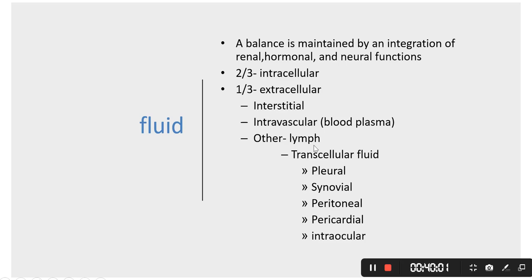Then there is lymph, like all the lymphatic systems. Then transcellular fluid, like pleural, around the lungs, synovial, around our joints, peritoneal, in and around our stomach and abdomen, pericardial, around our heart, and intraocular, in our eyes. These are all the other places where you can find the extracellular fluid.